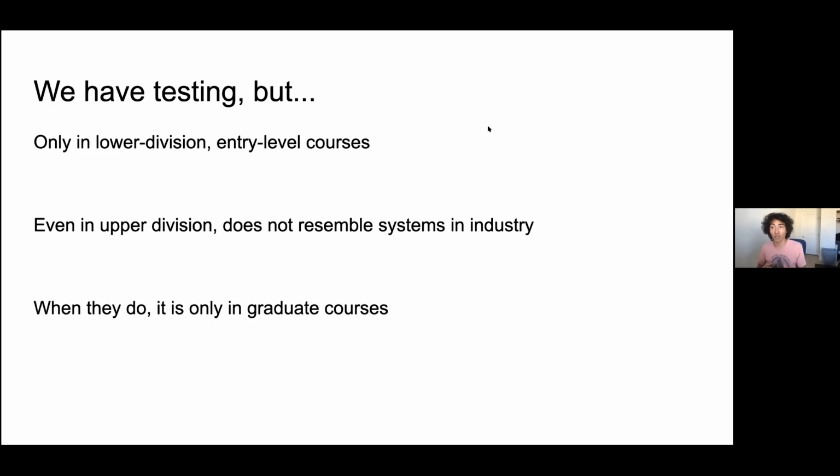And when you do find it in upper division, the systems under test do not resemble the most common systems you will find in industry. And even when you do manage to find the courses that do have both testing of, say, web applications and are in curriculum, it tends to be graduate courses or highly specialized undergraduate programs.